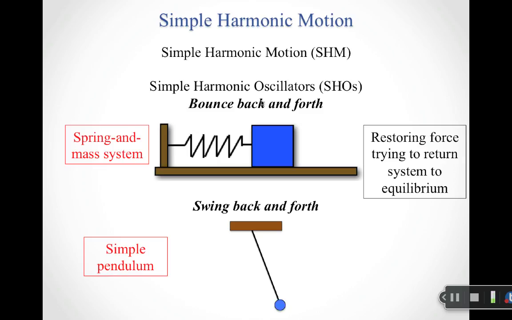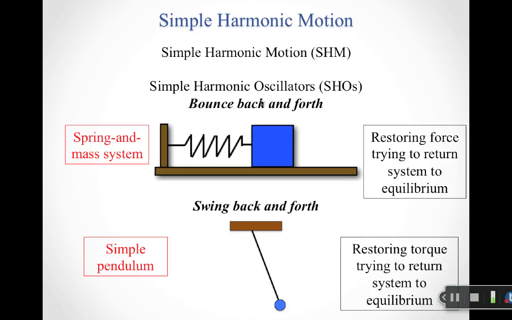The second type of oscillator that we'll deal with is one that swings back and forth. And so the sort of prototypical simple harmonic oscillator that swings back and forth is the simple pendulum. And again, oscillators that swing back and forth do so because there's a restoring torque trying to return the system to equilibrium. So again, for our simple pendulum, the equilibrium position is basically just letting the string hang straight down, right? If you let the string hang straight down, leave it alone, it's just going to stay there. So that's the equilibrium for the system.